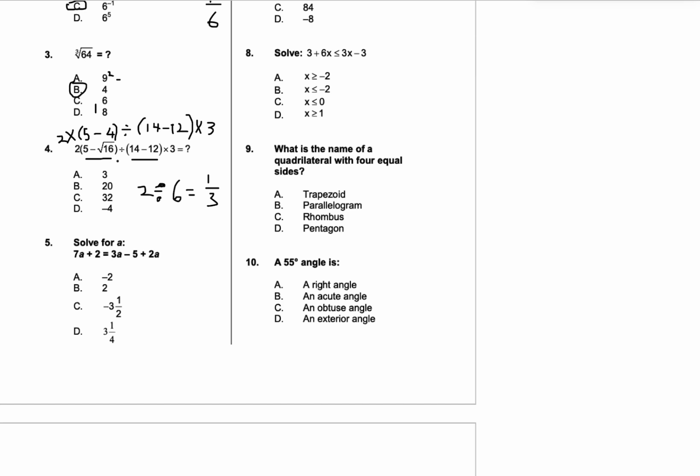So when we got to this point, it should have been 2 times 1 divided by whatever the solution for this one was. Right? So 2 times 1, which will be 2, divided by the 2 that we got from here, the 14 minus 12. So that should give us a 1. And then 1 times 3 should give us a 3. So the answer for this one should be A.